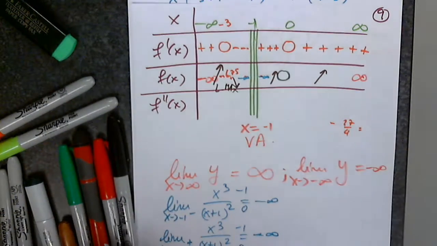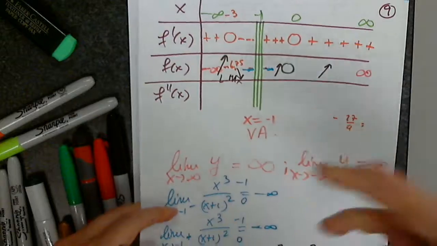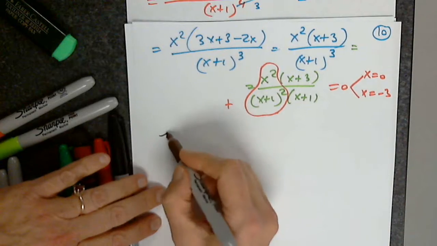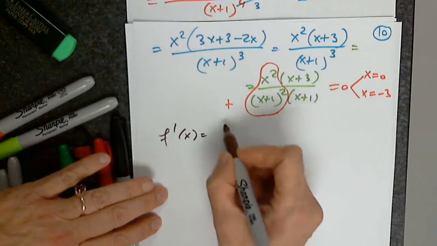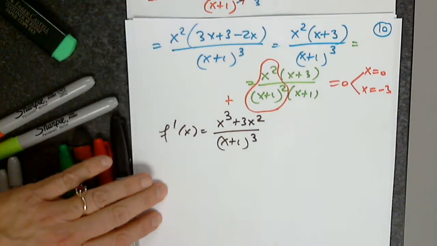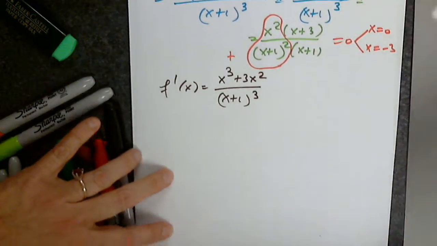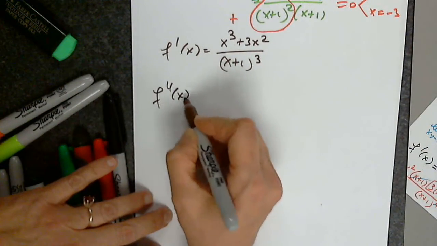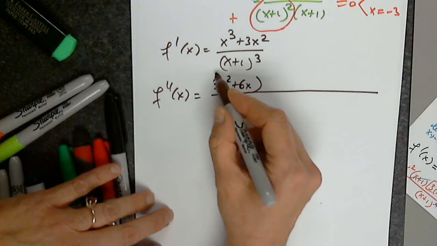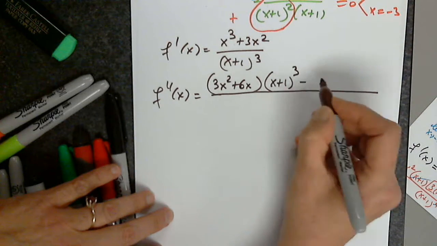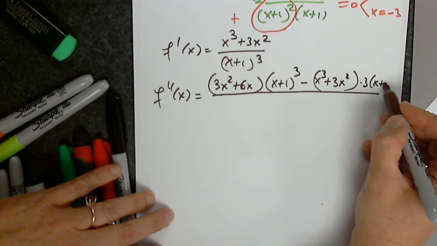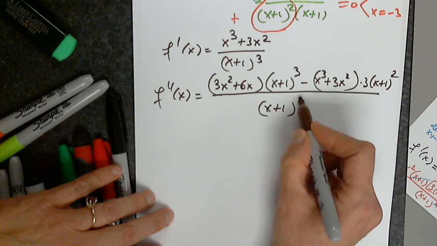Good. I already know that it will definitely have an inflection point at 0, but let's study this second derivative. Okay, so here's the first derivative. I will distribute: x to the third plus 3x squared over x plus 1 to the third. This is what I will differentiate. To find the second derivative: top prime, 3x squared plus 6x, times the denominator, minus x to the third plus 3x squared times the denominator prime, over the denominator squared.